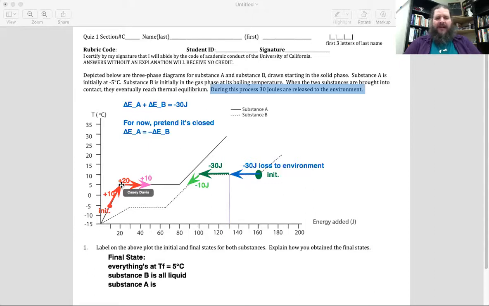We can say it gained 30 joules. It would take 60 joules to get the complete transition. 30 joules is only half of that. So that's halfway changed. So I would say substance A is half solid, half gas, assuming this is a sublimation. Or half solid, half liquid, if this is really the liquid phase and the boiling point is just too high to be shown on the graph. So that's the final state. Any questions on that one?